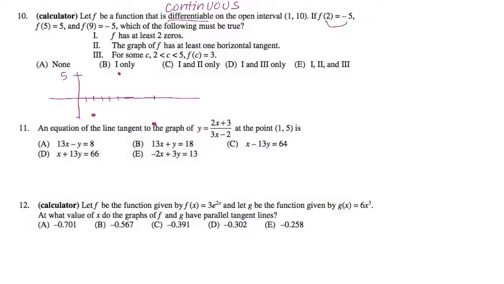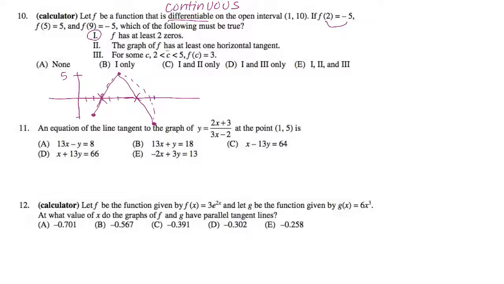Now, we don't know the shape of this, and we're always tempted to draw something that looks like this, and we don't know that that's what we're looking at. We could have something that looks just like this. So we have to be careful. Now, which of the following must be true? F has to have at least 2 zeros. Well, since we are continuous, yes, that one has to be true.